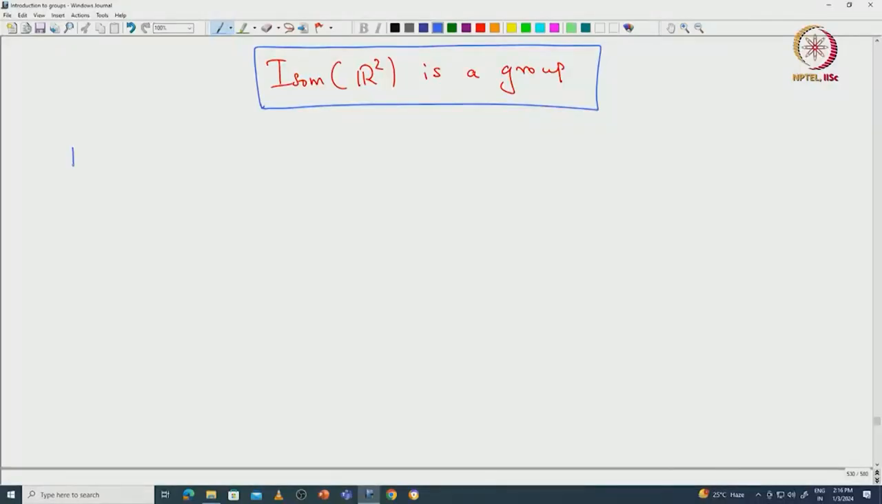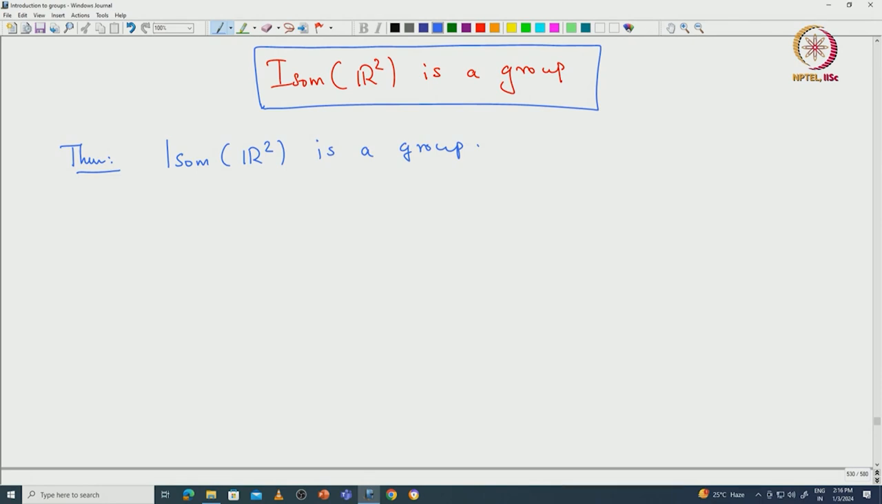Welcome back, everyone. In this lecture, we will continue to study the isometries of R2, and we prove that the set of all isometries of R2 is a group. So here is the theorem. This set of isometries of R2 is indeed a group.